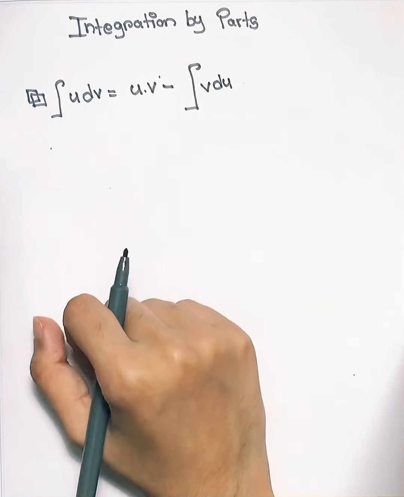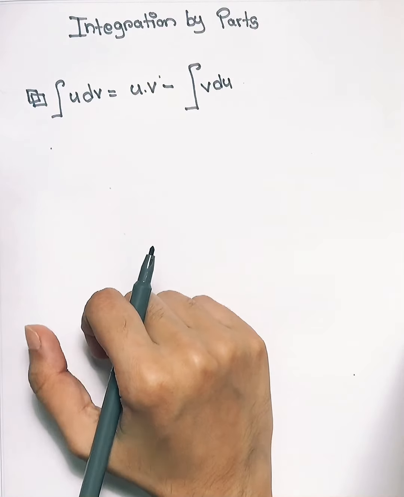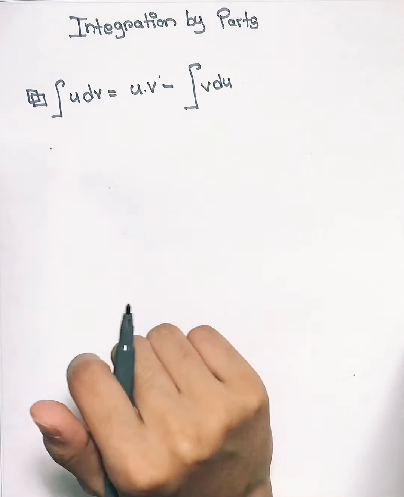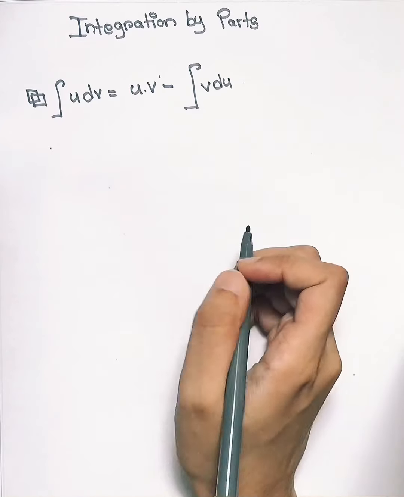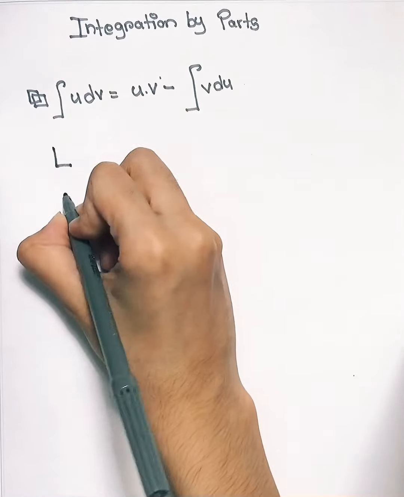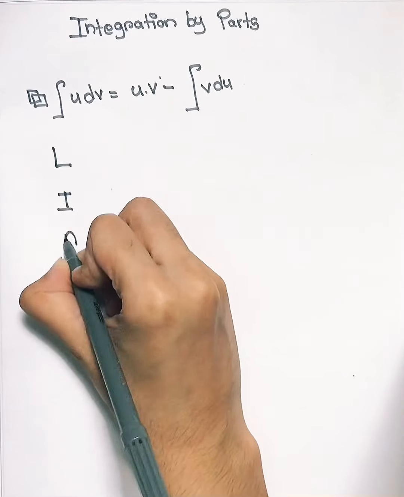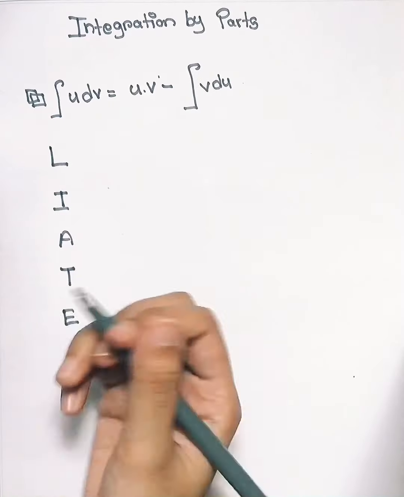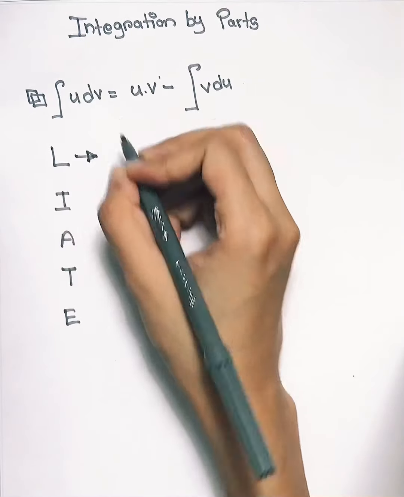Here, how will we understand which one will be my u and which one will be my dv? For that we have a certain order to follow, and if I write it, it will be LIATE, or however you pronounce it.